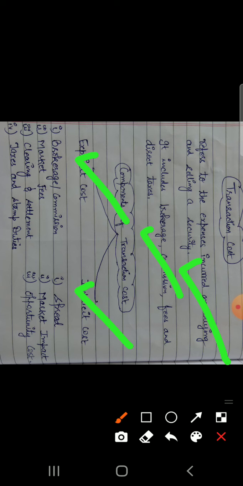Explicit cost involves the elements as visible on your screen. Like the very first one is brokerage and commission. This is the amount which is paid to intermediaries for executing the trade. या तो ये फ्लैट पर शेयर चार्ज किया जाता है या परसेंटेज बेस्ड ऑन टोटल ट्रांजैक्शन वैल्यू चार्ज किया जाता है. Next is market fee.